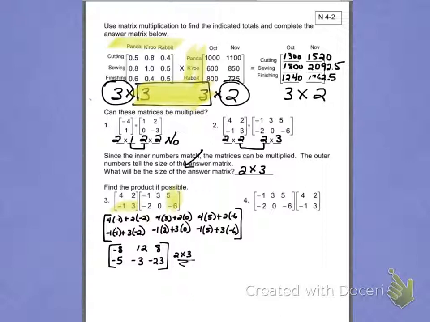Now let's look at number 4. This matrix is a 2 by 3, and this matrix is a 2 by 2. So the first thing you have to do is check your dimensions first. These don't match, so this one is not possible.